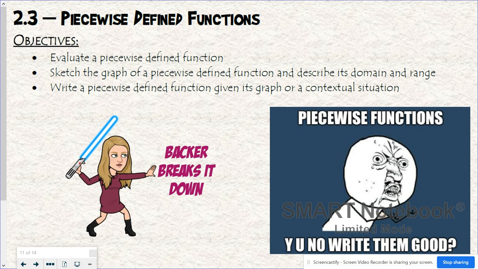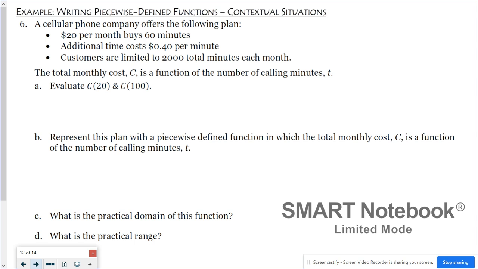In this episode, we are going to write some piecewise defined functions given a contextual situation. So that's right, word problems involving piecewise functions. So let's take a look at our example.